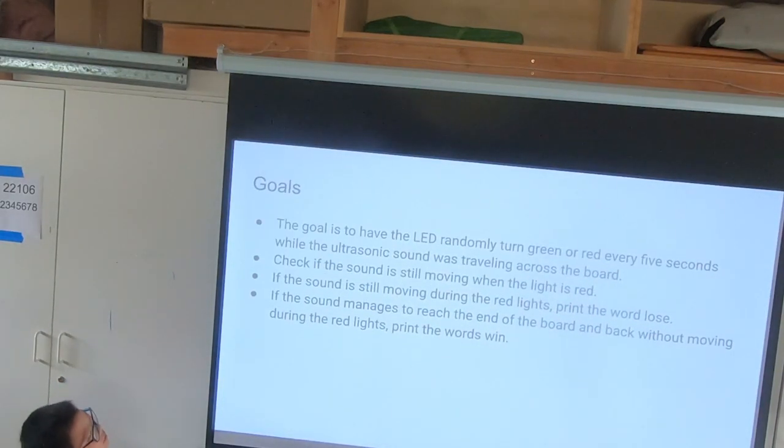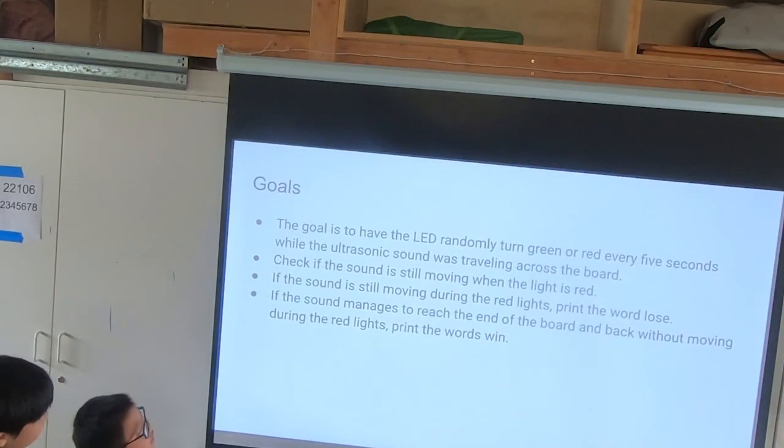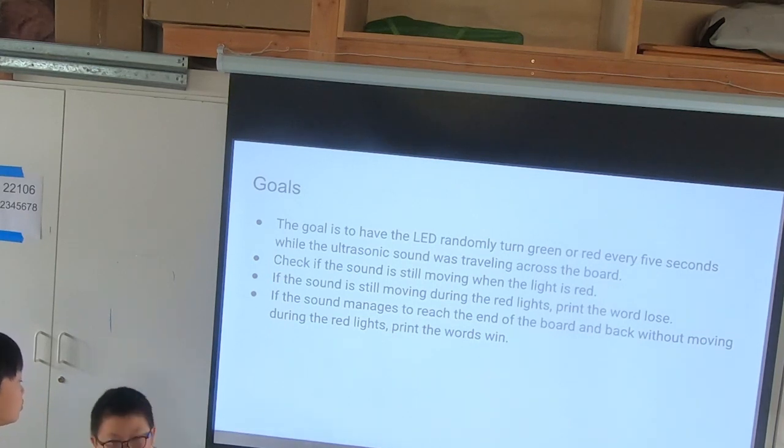Goals. The goal was to have the LED randomly turn green or red every 5 seconds while the ultrasonic sound was traveling across a wooden board. We were also supposed to check if the sound was still moving when the light was red. If the sound was still moving during the red light, the computer would print the word lose. If the sound managed to reach the end of the board and back without moving during the red lights, the computer would print the word win.